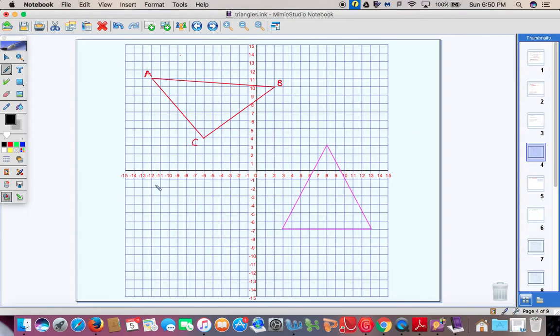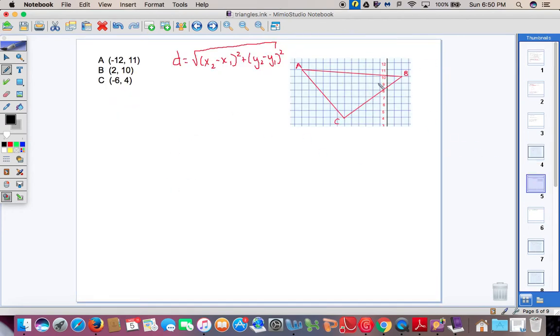If we look at this red triangle here, triangle ABC, your first step would be to determine what the vertices are. My A vertex is located at the point (-12, 11). B is at the point (2, 10). And C is at the ordered pair (-6, 4). I went ahead and took a little screenshot of it so we could write on it as we go. And here are my ordered pairs.